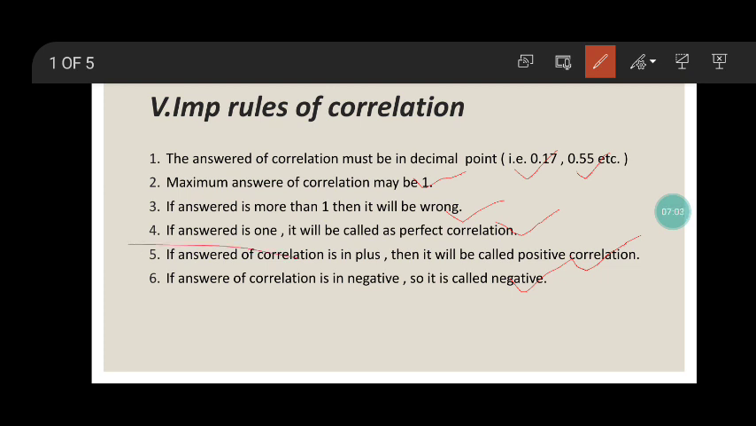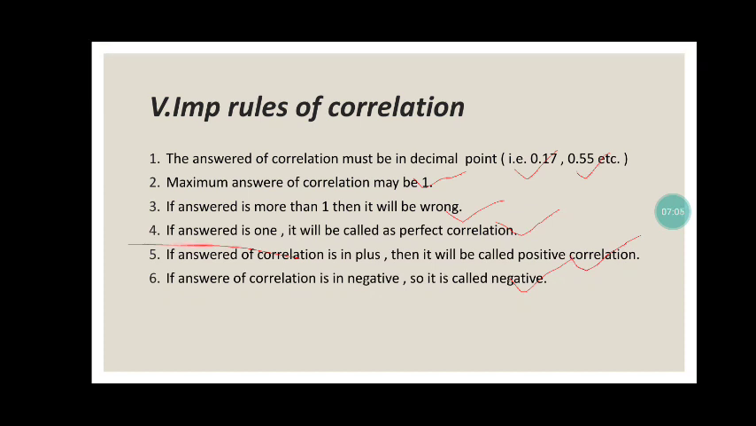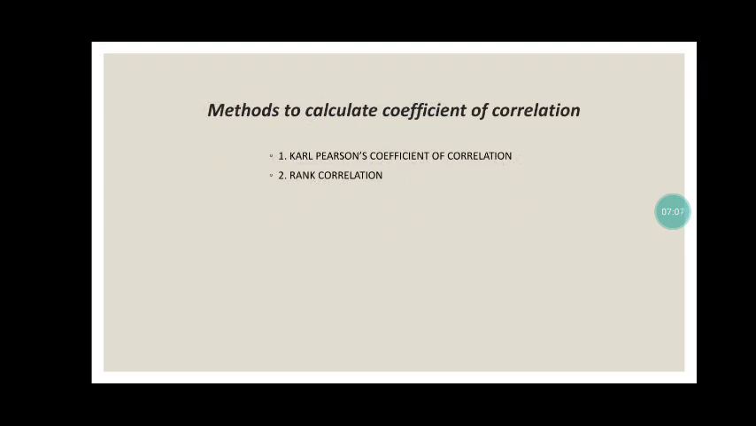Okay, so these are some important rules that we have to keep in mind while calculating the coefficient of correlation. The next thing that today we are going to discuss is different methods to calculate coefficient of correlation. As far as our syllabus is concerned, we have been given two methods. First one is Karl Pearson's coefficient of correlation, and second one is rank correlation. Firstly we will deal with the different types of problems under Karl Pearson's coefficient of correlation, then we will move towards the next method, that is rank correlation.